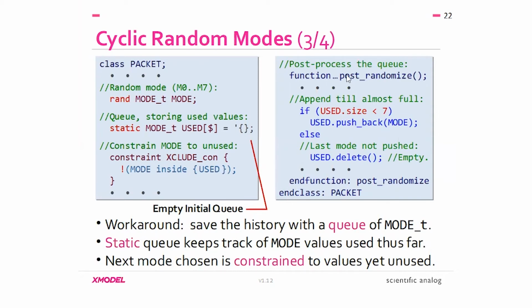And then you'll recall the post-randomize function we used earlier. Here we add some code to it, and as soon as the used queue is almost full, has 7 values, there's only one choice left in our 8 modes. We can apply that and then empty out the queue, start all over again.